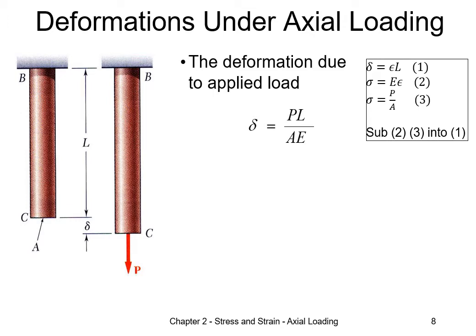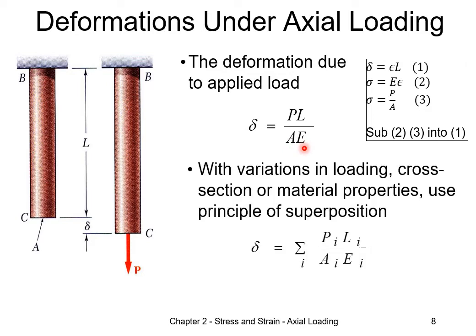For an object under axial loading, we will want to know what is the amount of deformation. To do so, we can make use of equations we studied previously. Equation 1 here says the extension is equal to strain multiplied by the length. Equation 2 is Hooke's law. Equation 3 says that the stress is equal to force over area. We substitute equations 2 and 3 into 1 and we arrive at this equation here, which says that the extension due to axial loading is equal to force times length divided by cross-sectional area times the Young's modulus.